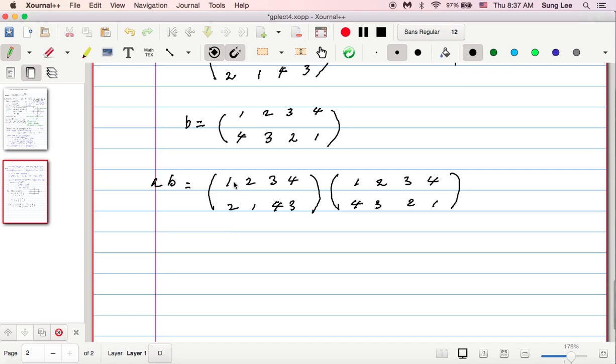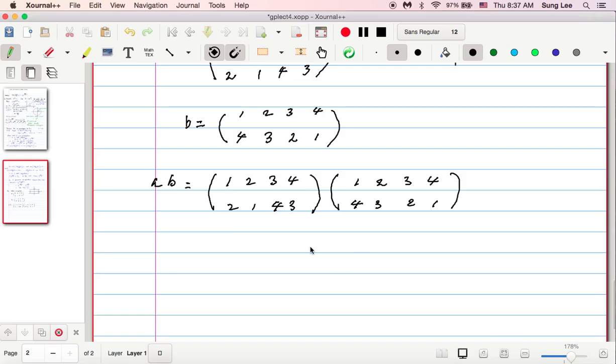So here, 1 goes to 2 and 2 goes to 3, so the composition is 1 goes to 3. 2 goes to 1. Here 1 goes to 4, so 2 goes to 4, as a functional composition. So you can easily get it at once.